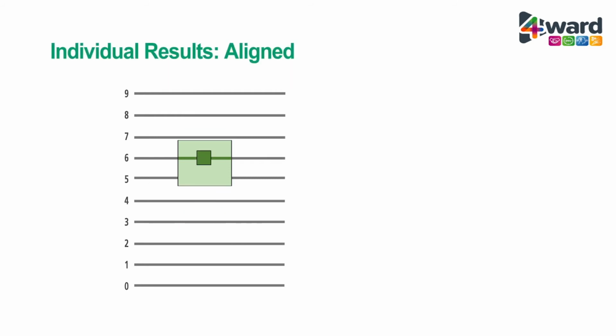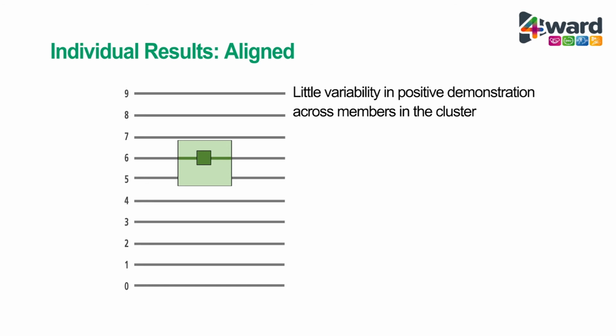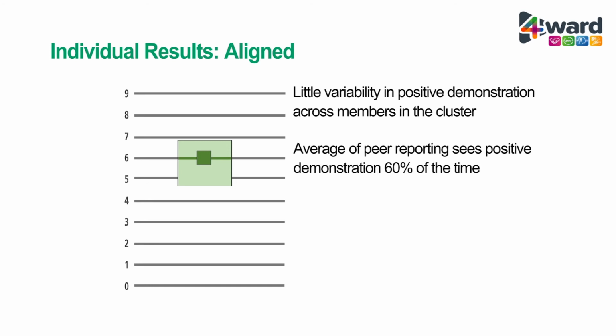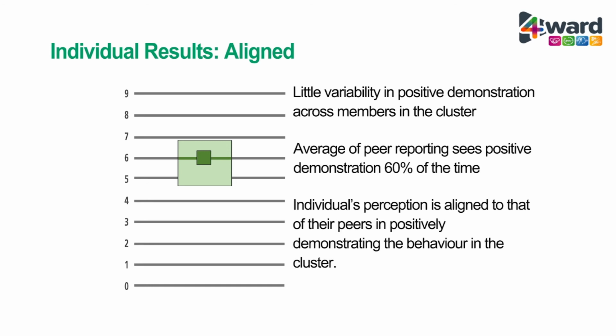With the final set of results, you will see little variation across the group. The average is still sitting in the middle, which is good, and the individual result resembles the average, so all three come together. This means that the team see the individual the same way the individual sees themselves. So once you get to this point, it's normally the point where you see the whole equation moving up. So you can see the average is still sitting at 60% and the entire equation moving up.